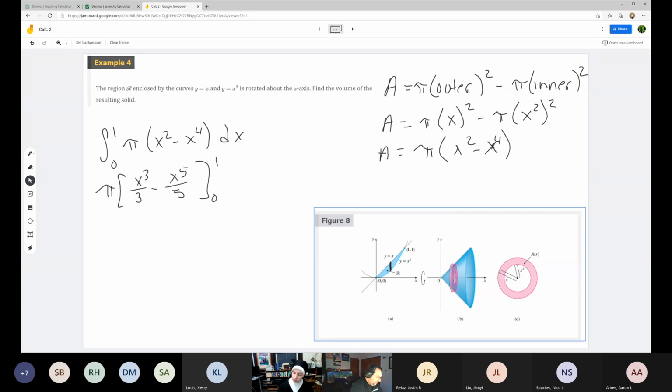So now we're going to plug in the values. The 0 cancels everything out, so I don't have to worry about that one again, which is nice. So I've got 1/3 minus 1/5. So the answer ends up being 2 pi over 15 is the volume of that cone that's made. Any questions on that one?